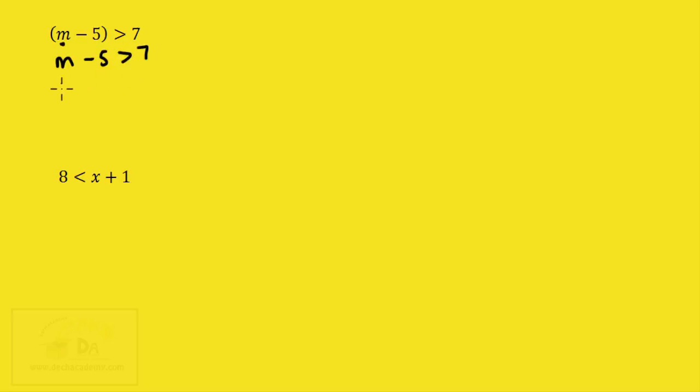Adding 5 to both sides gives m minus 5 plus 5 is greater than 7 plus 5, which gives m, since minus 5 plus 5 is 0, is greater than 7 plus 5, which is 12. So valid values of m are numbers greater than 12. For example, m can equal 13, 14, and 15.